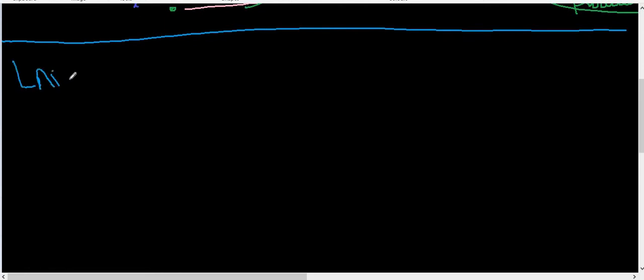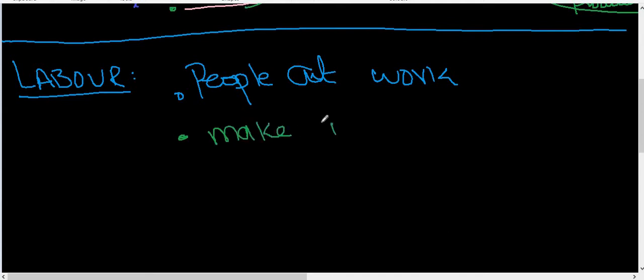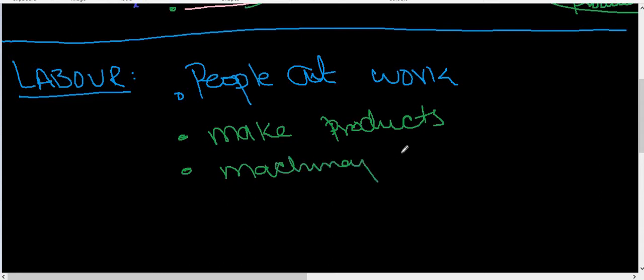Labor, exactly like the name suggests, means people at work. You need people to make products. You need people to run the machinery. You need someone to run it, right? You need them for packing, you need them for delivery.